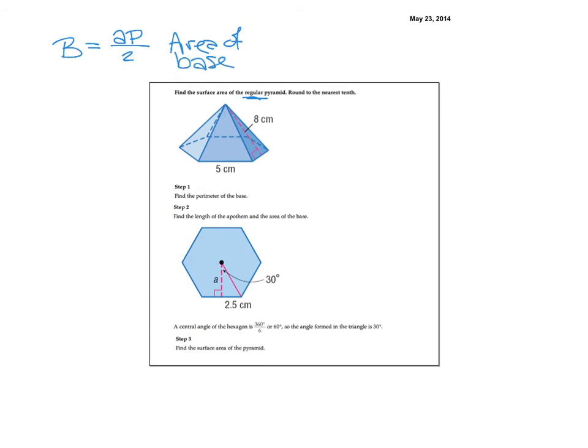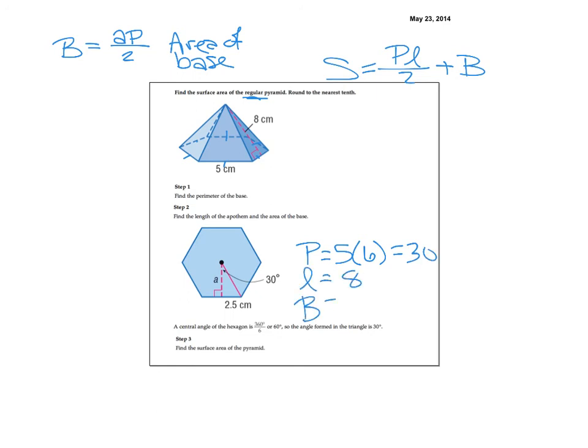All right, so I'm going to start. I know again my surface area is my perimeter times my slant height divided by 2 plus the area of the base. I'm going to write down over here what I have. My perimeter is 5 times 6 sides, so 5 times 6 gives me a perimeter of 30. My slant height is 8. And now we need to figure out the area of the base.